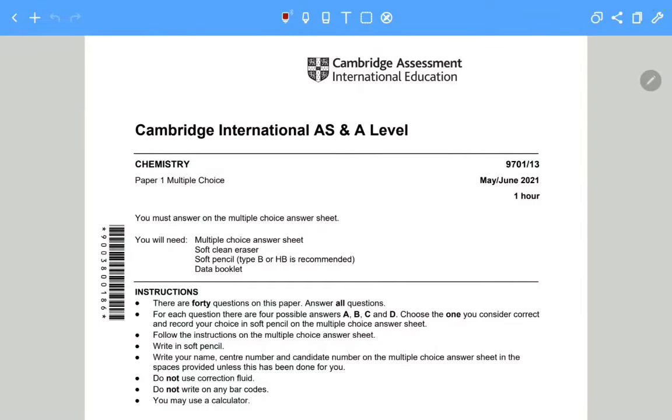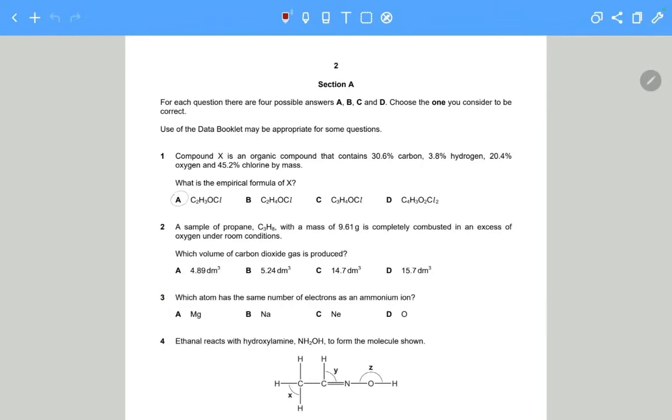Welcome to A-Level Chemistry. Today we are going to go through the May-June 2021 paper 13, which is the third variant of the multiple choice paper for this year. And while we go through the questions, I'll give you some tricks that you can use during the exams to get a good score.